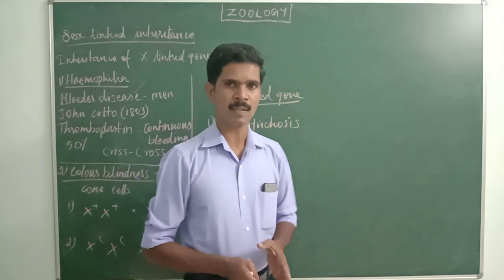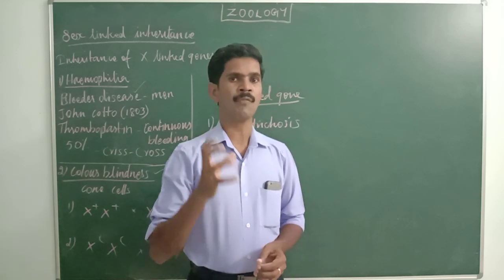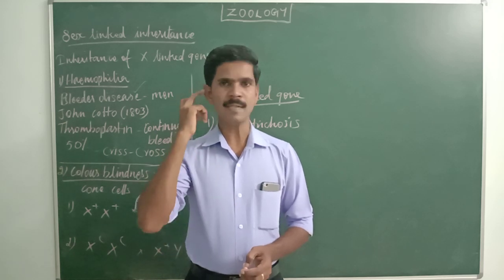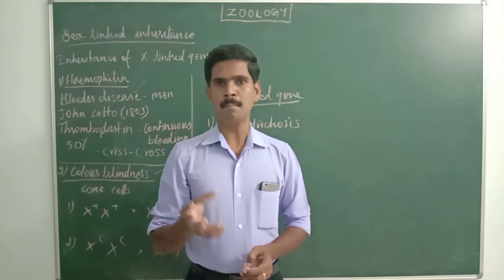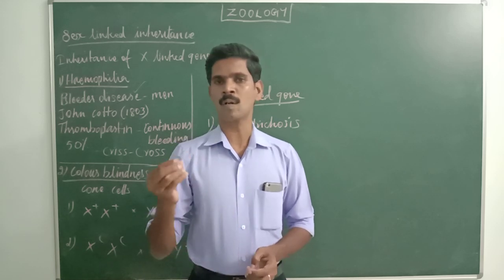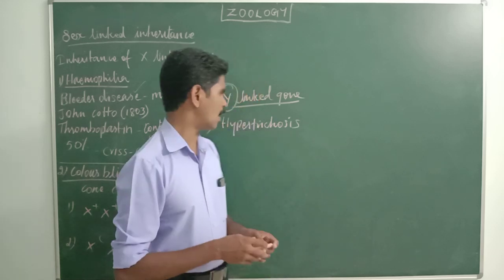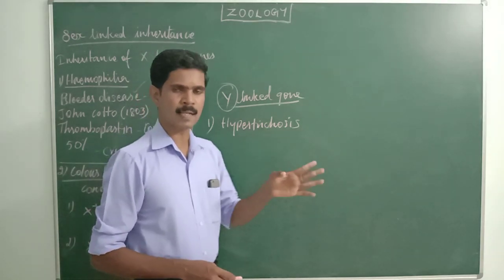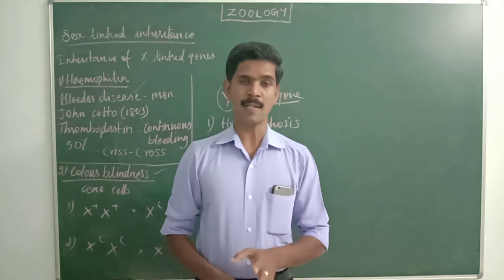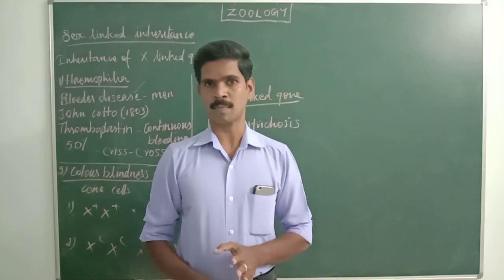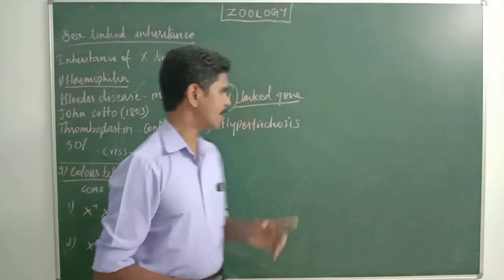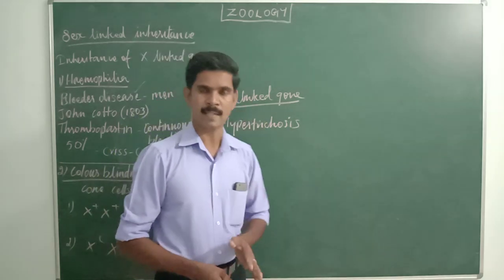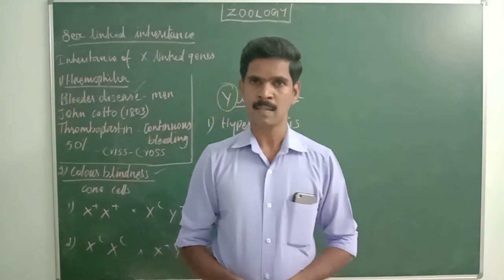If anyone is affected with this disease, a larger amount of hair grows on the pinna region. Pinna means this region. So in some males, the pinna region has more hair. This condition is called hypertrichosis. This disease is transferred only from the father to son because the father has the Y sex chromosome. So it is an example of a Y-linked disorder. Understand, my dear students?